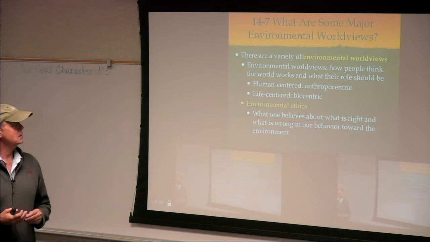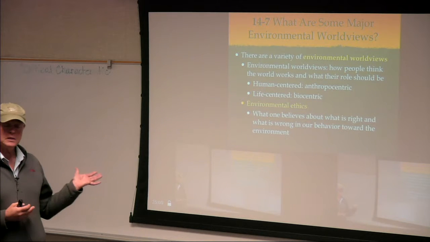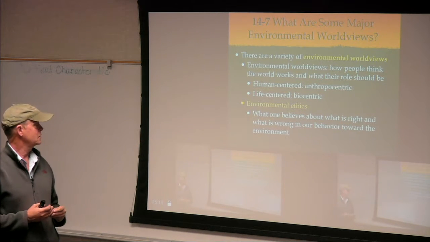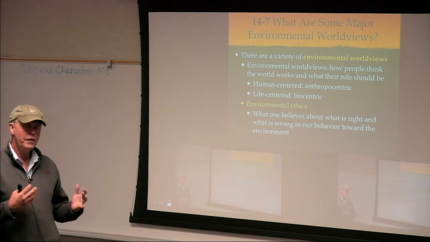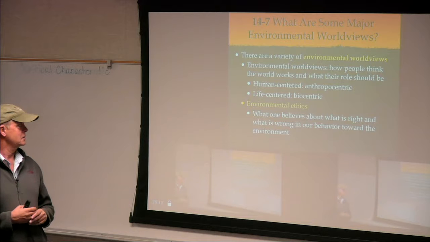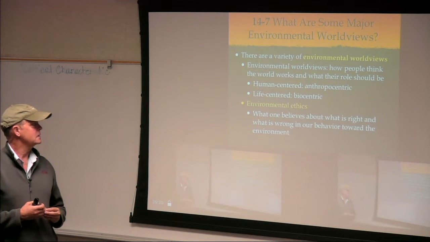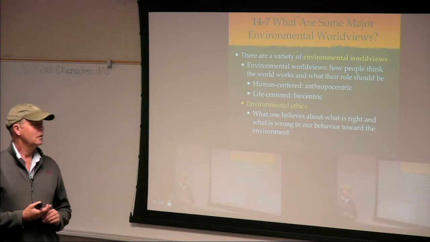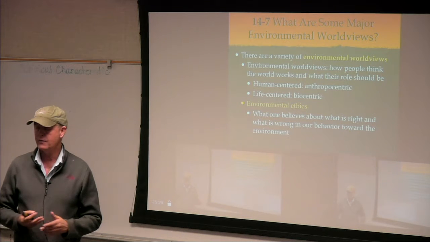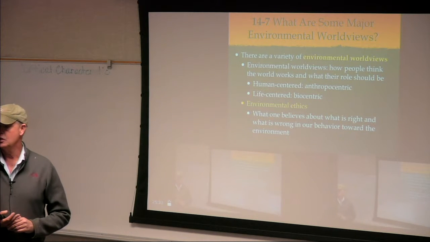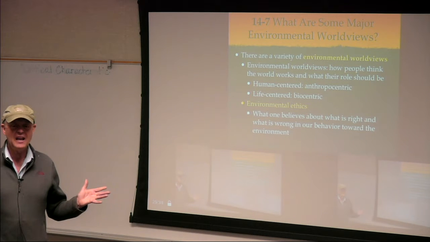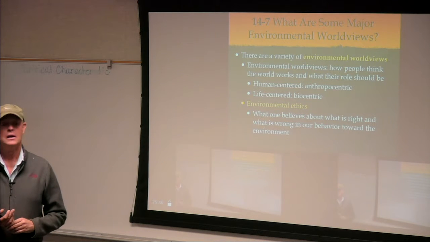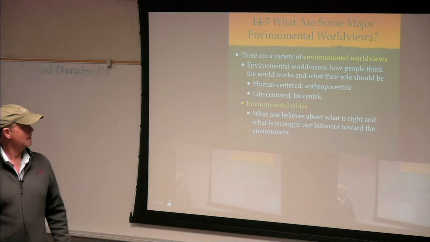Okay? And so these worldviews, environmental worldviews, can be human-centered, anthropocentric, or they can be life-centered, biocentric. Okay? And then tied in with that is environmental ethics, right? It's what one believes about what is right and what is wrong in our behavior towards the environment. Okay? We've talked a lot about this. Is it appropriate for us to take biodiversity, genetics, and genetically engineering? Is that ethical? Right? Many of us believe, at least if we do that with humans, it's unethical, right? So that's how ethics ties into it.